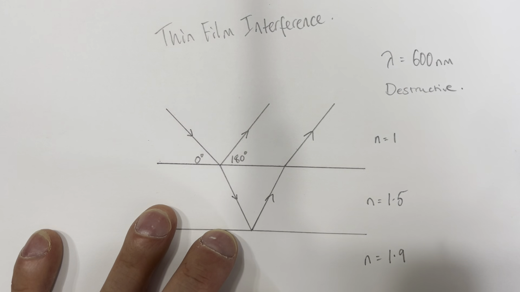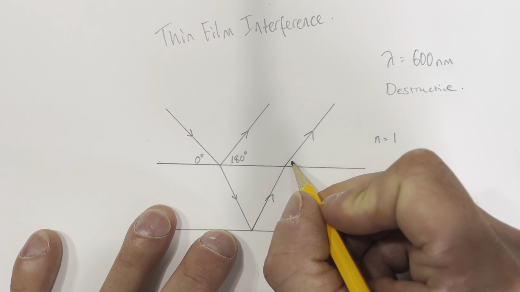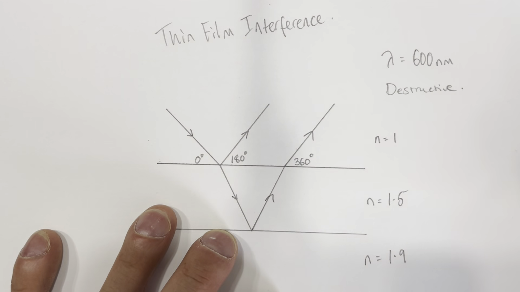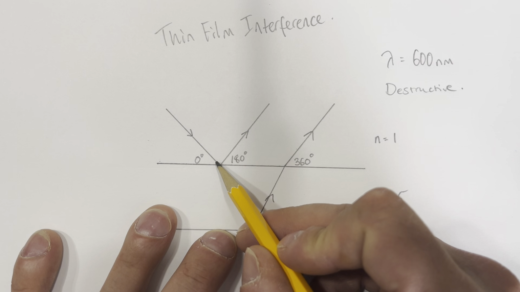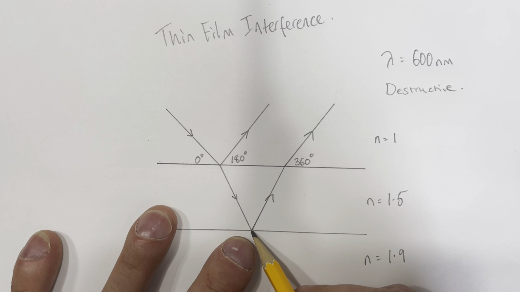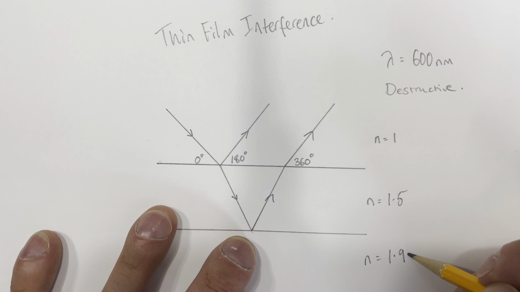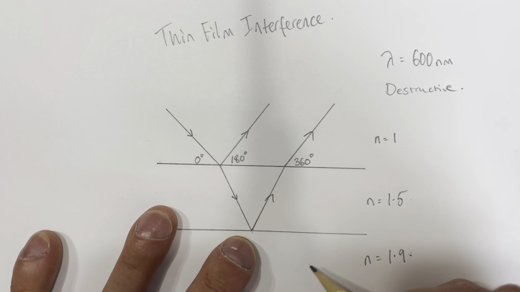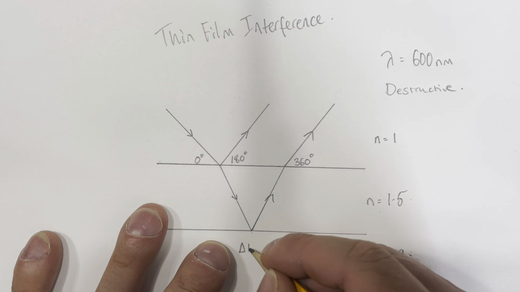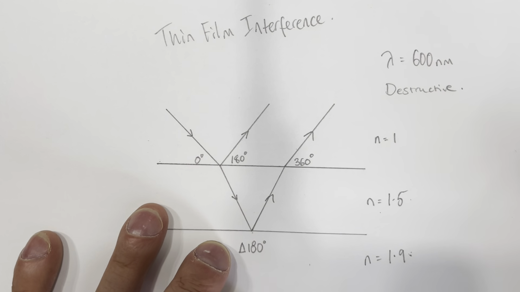In this case, because I want destructive interference, because I want an anti-reflective coating, I need my second ray to exit with a phase of 360 degrees. As the ray passes through this boundary, I get to a second point of reflection. Can you see here that the boundary has a higher refractive index on the glass compared to the film? So again, we're going to have a change in phase of 180 degrees here.